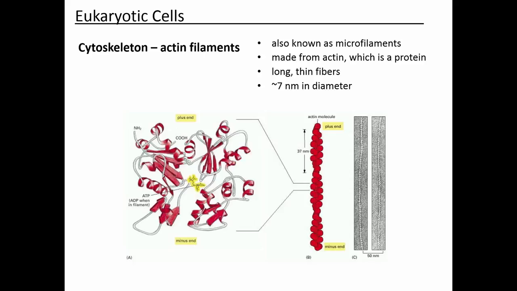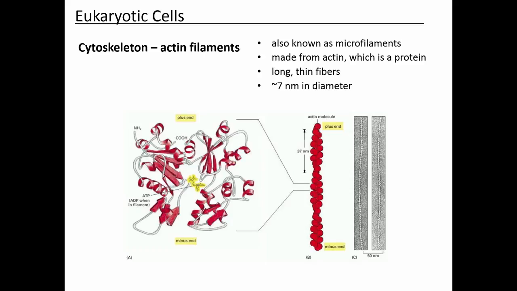And actually that's what is involved in muscle cell contraction in your body. It involves actin filaments, and we'll talk about how actin filaments interact with motor proteins to produce that contraction. And in a lot of different cell types, the actin filaments will support the plasma membrane.